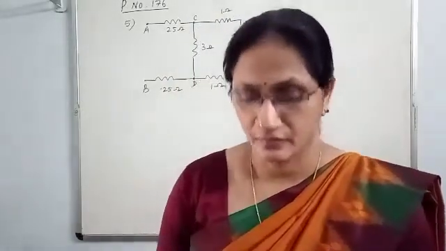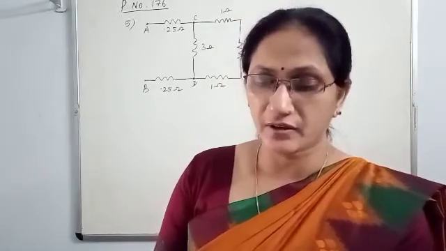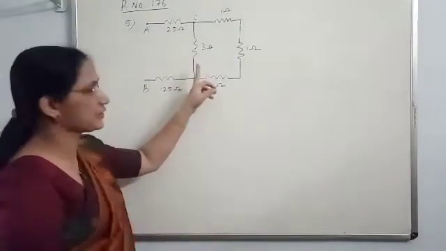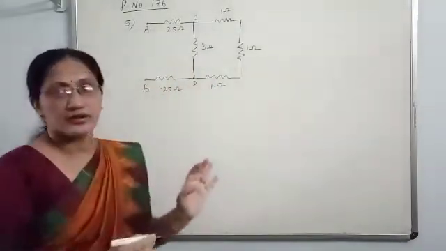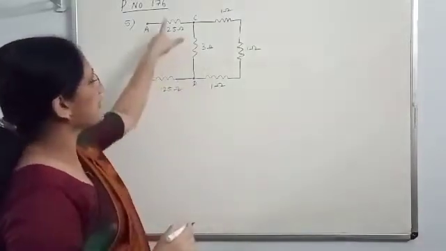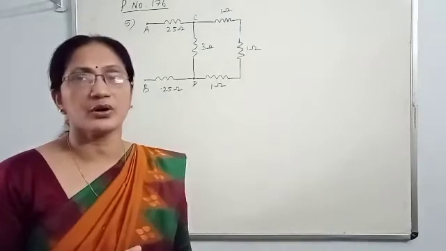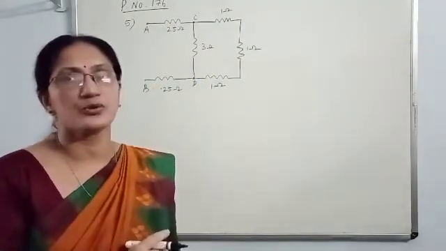Page number 176. Question number 5. Calculate the effective resistance between the points A and B in the following circuit. Here I have made the circuit. Here are the points A and B. And between A and B there are 6 resistances in total, and you have to find out the total resistance of these 6. Let us see how to solve it.